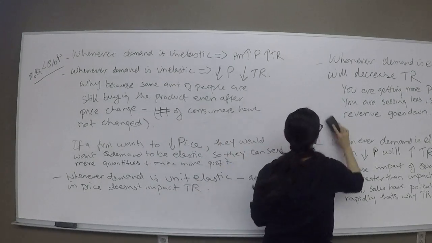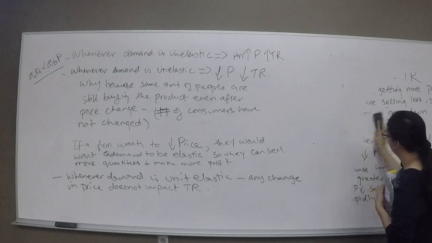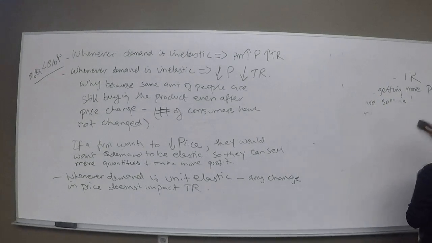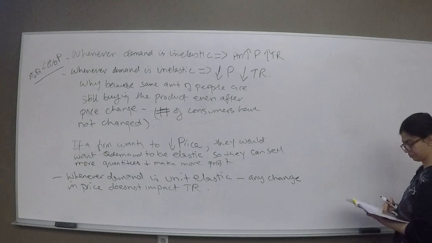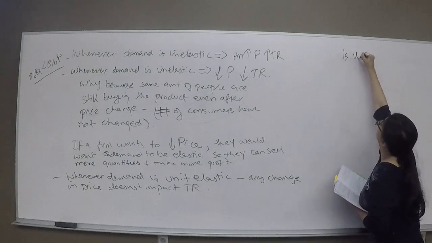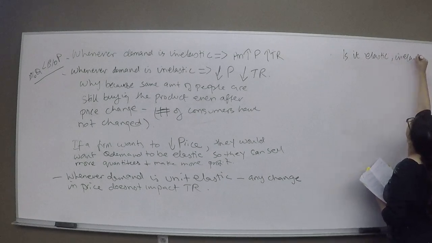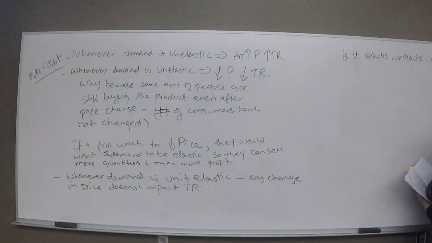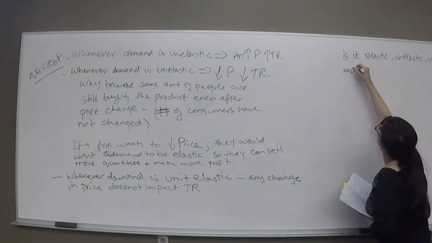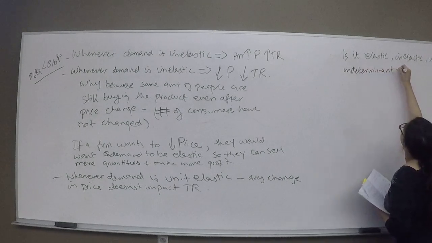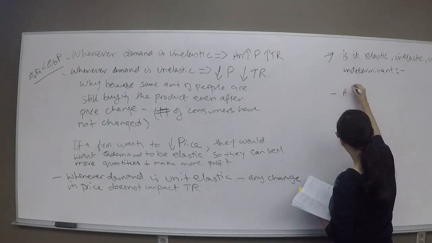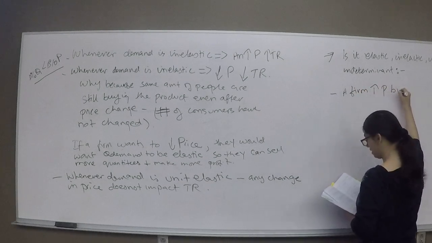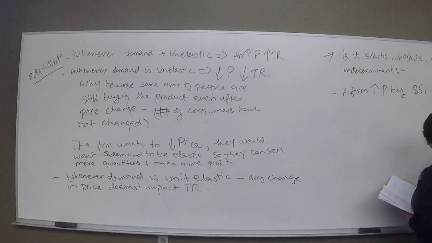Okay, let's do some examples. Is it elastic, inelastic, unit elastic, or indeterminate? So this is an example. First one: a firm increases price by $5, quantity demand falls by 10%.